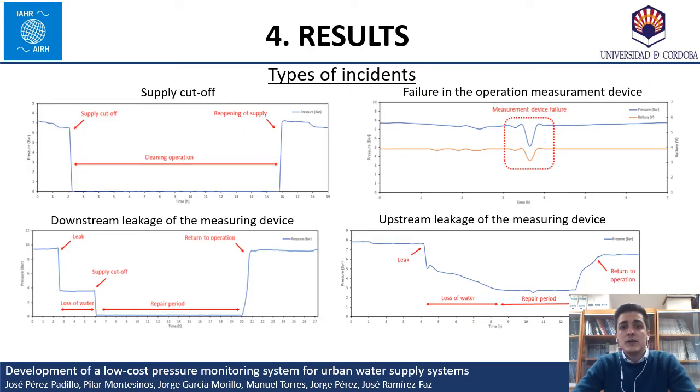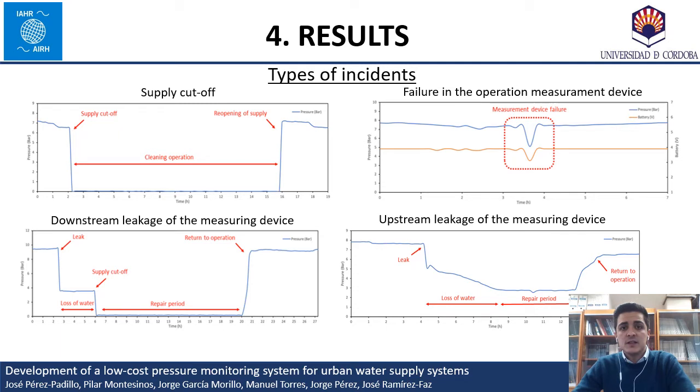In this slide, we have a general description of the 4 typical incidents detected by the proposed pressure monitoring system. The first type is the easiest to detect, a supply cutoff. The pressure goes from an optimal range to a pressure equal to 0 as a result of closing a valve. This operation does not involve water losses. The second type of incident is characteristic of a failure in the data collection component. Some sending cycles of data are not performing correctly for any reason. The fluctuation in pressure is accompanied by a fluctuation in the device battery.